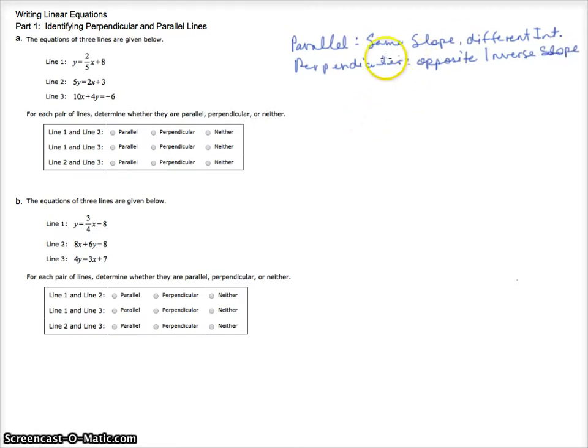For example, if the slope was 1/2, perpendicular would be negative 2/1. The opposite and the inverse.